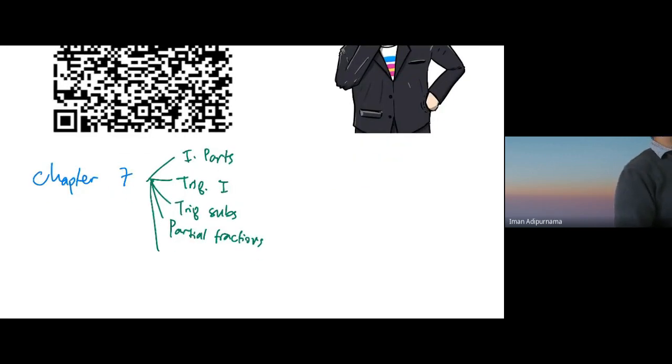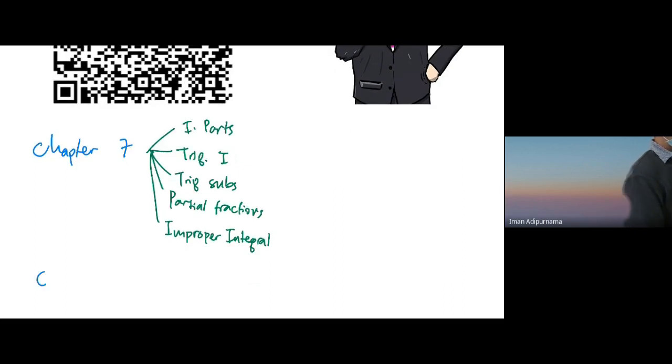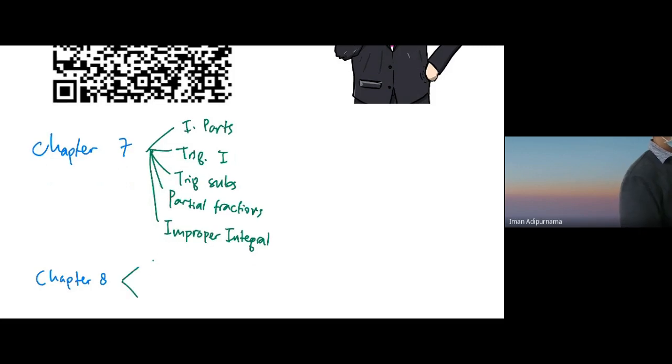The next one is approximation of integrals, which I will also skip because we already mentioned it at the beginning. Some methods I will skip, and we finally get to the improper integral. Perhaps this will be the last. If we have chapter 8, it will only include two sections: the arc length and surface area of revolution.